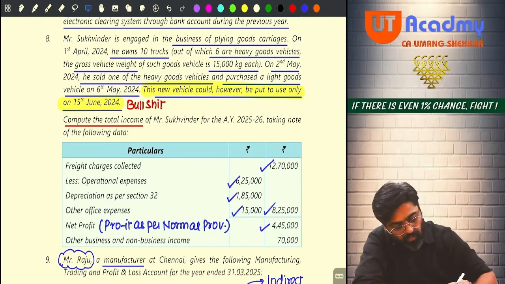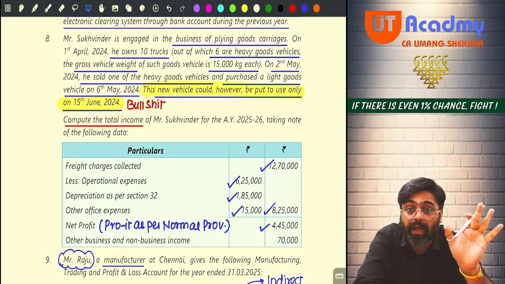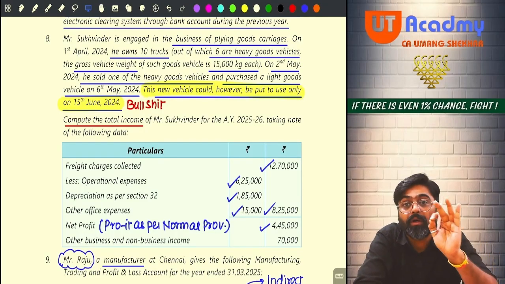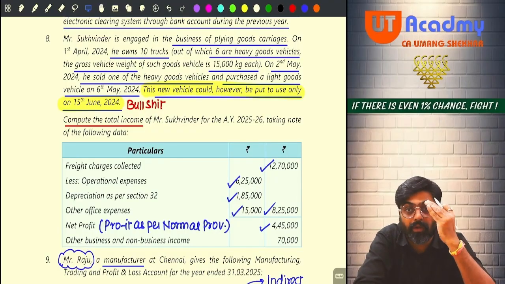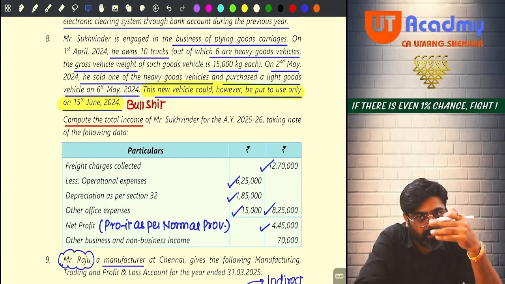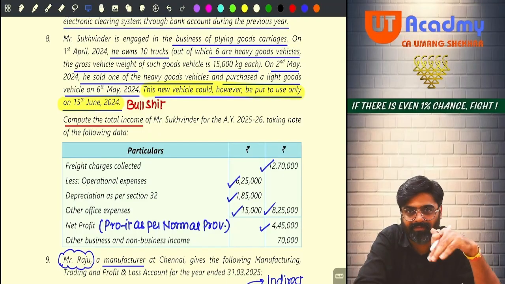Yes or no? Now what they are saying: this new vehicle could however be put to use on 15th June. That is irrelevant. I don't care when it is put to use. I will be concerned only about the month's ownership. So when was the new vehicle bought? In the month of May. So ownership started from the month of May. For that new vehicle, the income will be calculated from May itself and not from June.